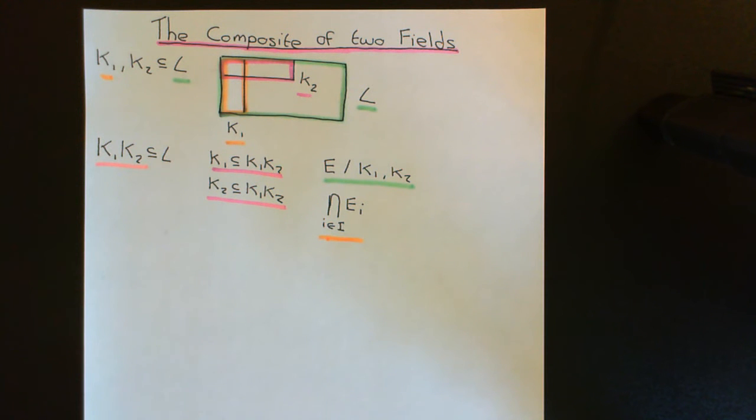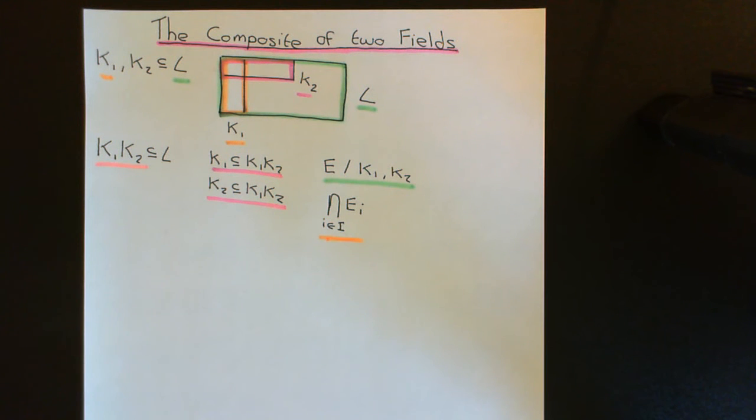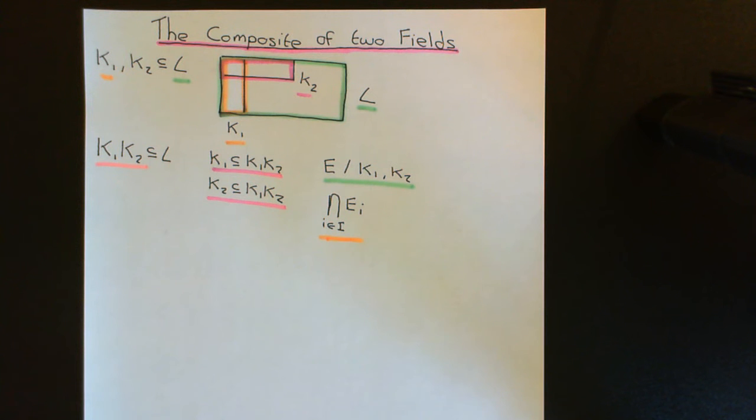And we know from our video on intersection of fields earlier on in this playlist on field theory that when you intersect loads of fields together in this way, the thing that you end up with is still going to be a field, provided that it isn't empty. So we know that this is still going to be a field extension of K1 and K2. It's still at the very least going to contain K1 and K2. So we do indeed know that when we intersect all of these subfields of L which contain K1 and K2 together, we'll end up with another subfield of L.